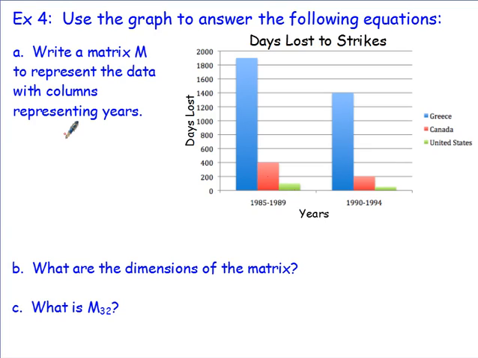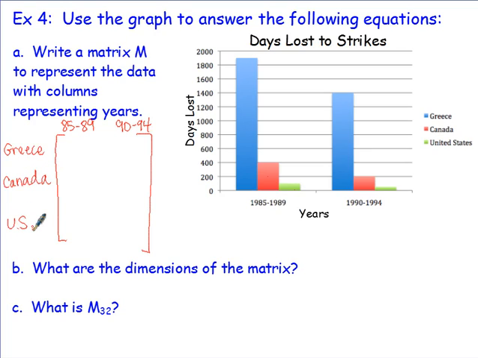So if this is my matrix, I'm going to put the columns as the years. So the first pair is 85 to 89, and the second grouping is 90 to 94. Well, then we have, obviously, the other labels are our countries. So we have Greece, Canada, and the United States. So let's pull our data.